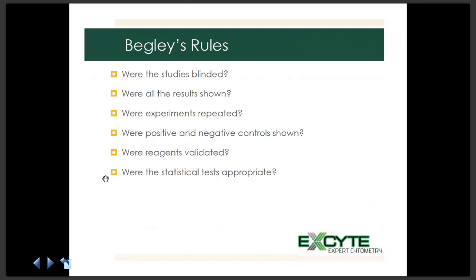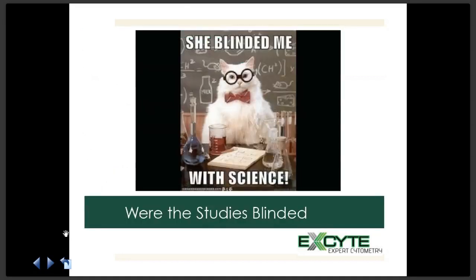So I'd like to take these 6 points and highlight briefly how we can address some of these concerns in flow cytometry and how you can quickly, with some additional forethought and additional planning, address these in your own research.